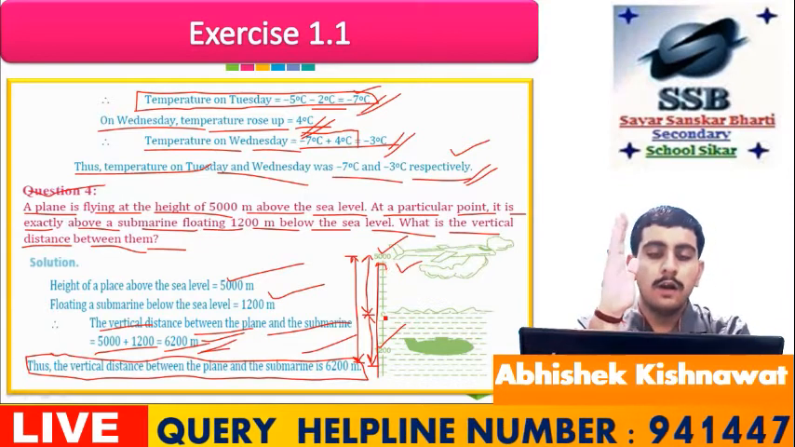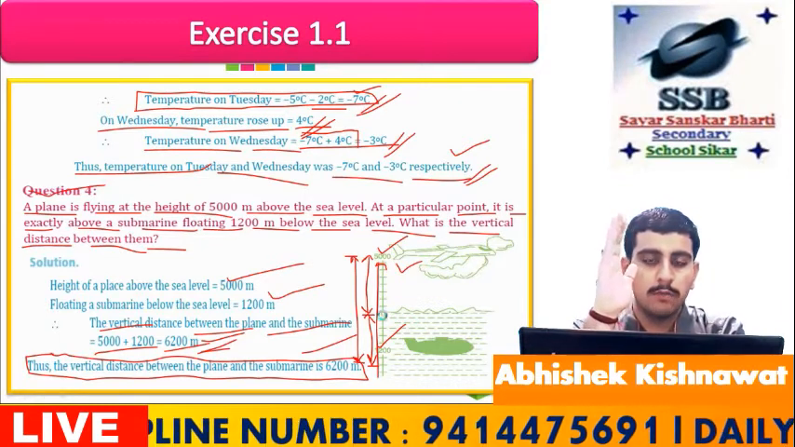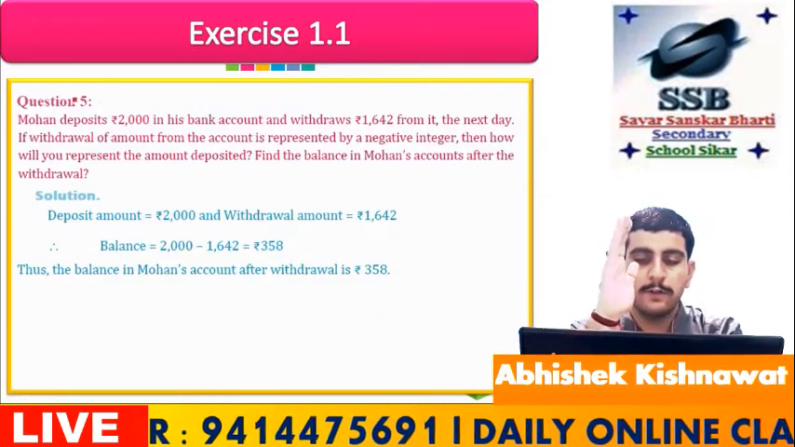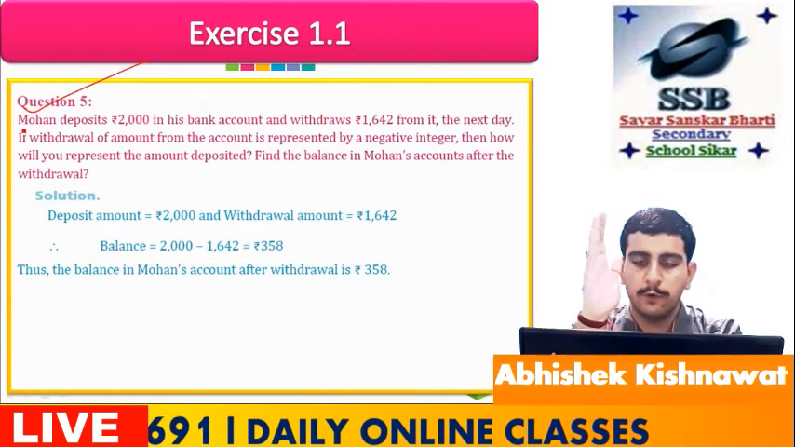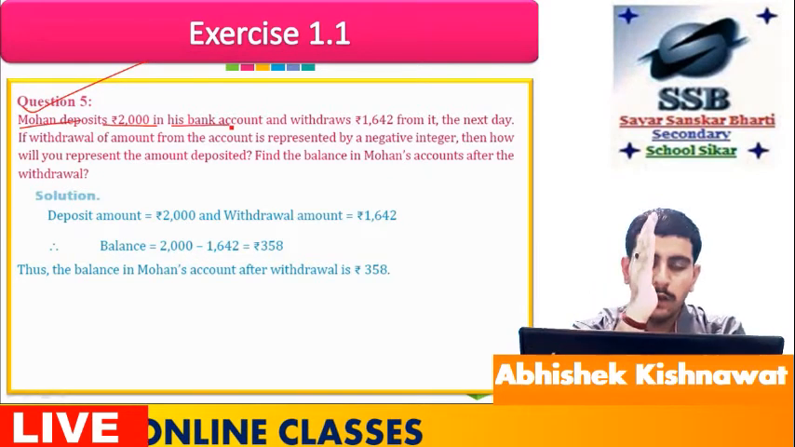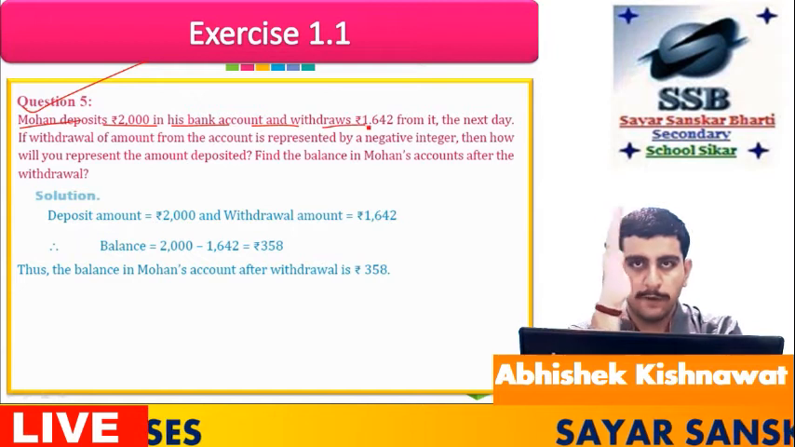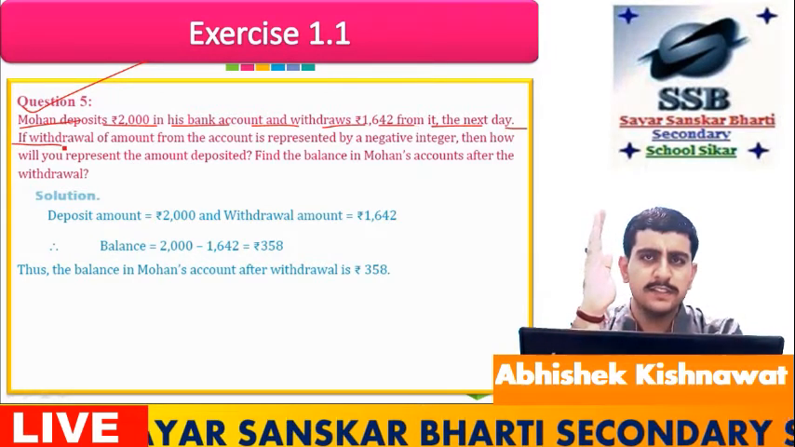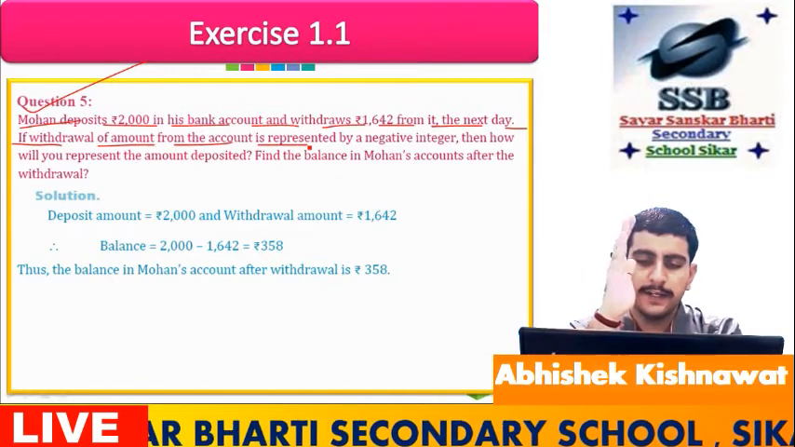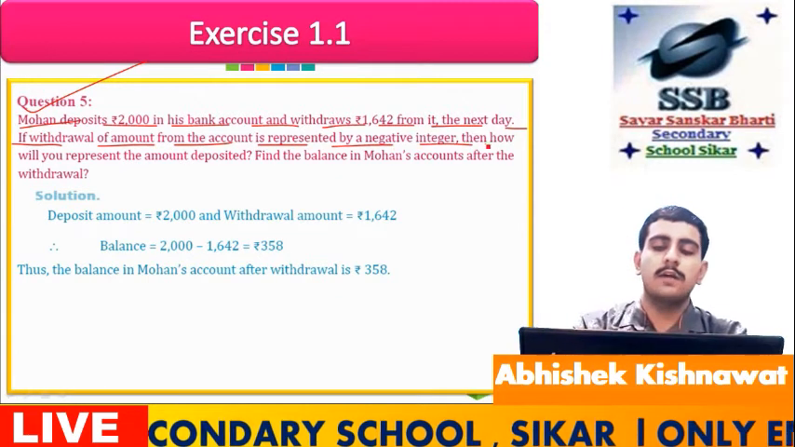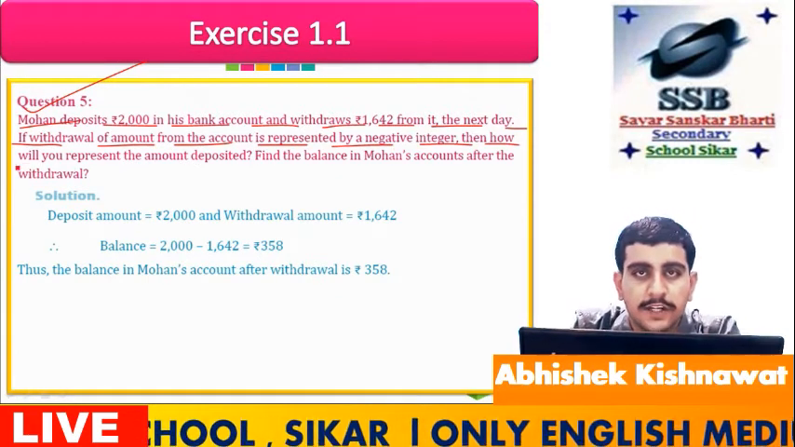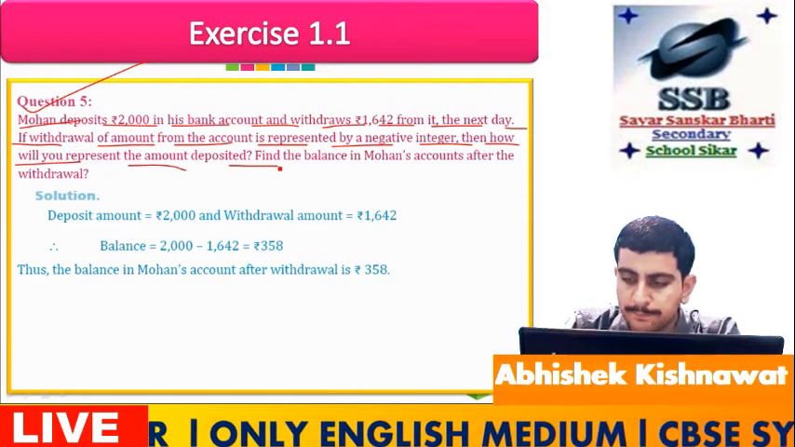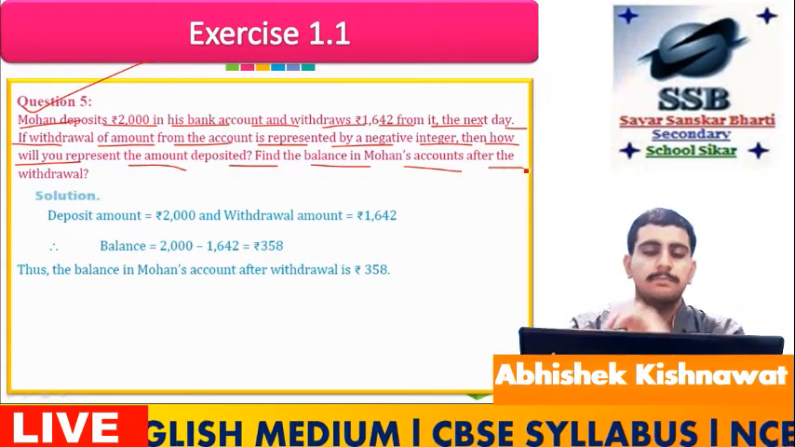Now deposit amount, how much he deposited? 2,000, and withdrawal amount is 1,642. So what do we have to do now? What is the difference between them? We have to subtract them. So 2,000 minus 1,642, what do we get? 358. Thus the balance in Mohan's account after withdrawal is 358. Now I think you all get it.